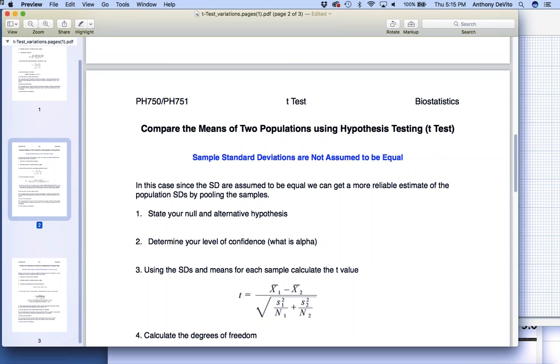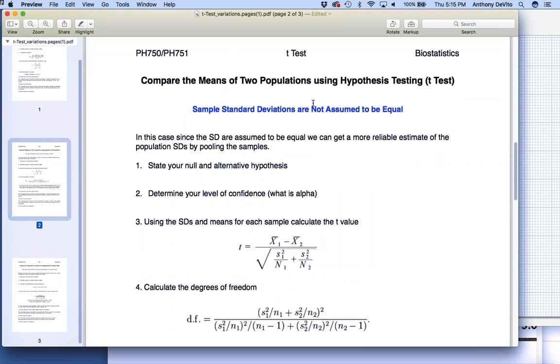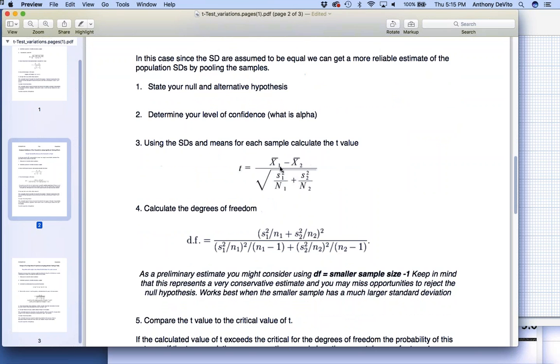So in that case, we use the second page here, compare means of two populations. Standard deviations are not assumed to be equal. So how do you do that? We're going to do exactly the same thing. We're going to calculate t, except this is simpler in a way. It's the same as before.